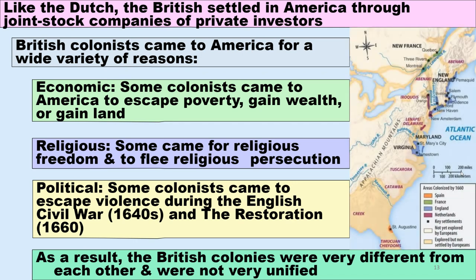So, the British colonies will be very different north to south. And you can see early on, the British really hug the coast because in the interior, there were things that they didn't know and people they didn't know. So they really hug the coast at first.